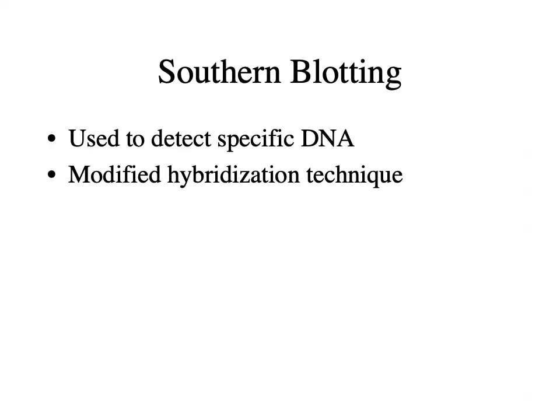A Southern blot is not like a Western blot. The Western blot was used to look for antibodies, and it was used for diagnosis of infections like HIV and Lyme disease. Southern blotting is a modified hybridization technique that is used to detect specific sequences of DNA. We are looking for certain types of DNA, and we are comparing them with the Southern blot.